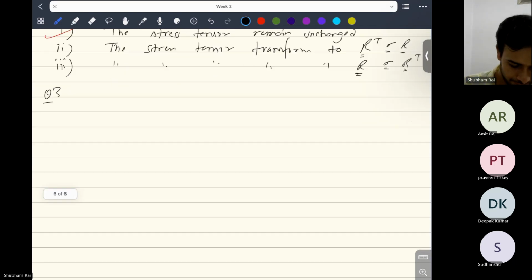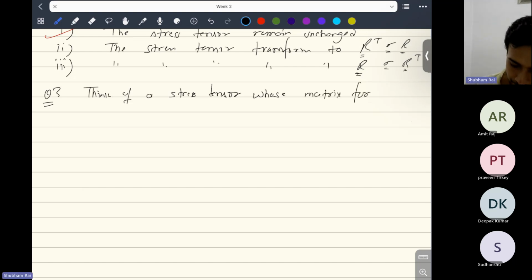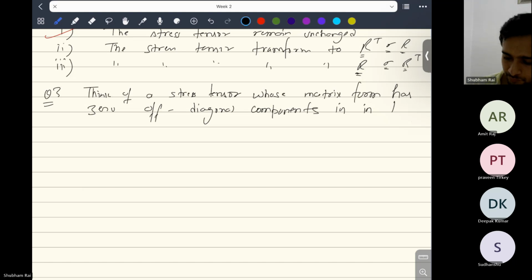Question 3. We have to think of a stress tensor whose matrix form has zero off-diagonal components in the third column. Off-diagonal components means the components which are not on the diagonal; in the third column, the components which are not on the diagonal are all zero.